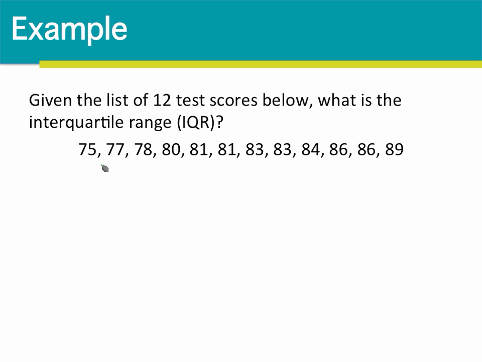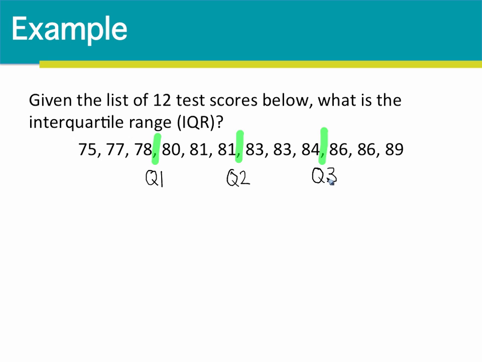Q1 and Q3. So there are 12 test scores in this list. So what we can think about is if we split it into groups of 3, those are going to be our quartiles. So Q1 sits between 78 and 80. Q2, which we don't really need, but we can just mention it anyway, it sits between 81 and 83. And Q3, our third quartile, is between 84 and 86.